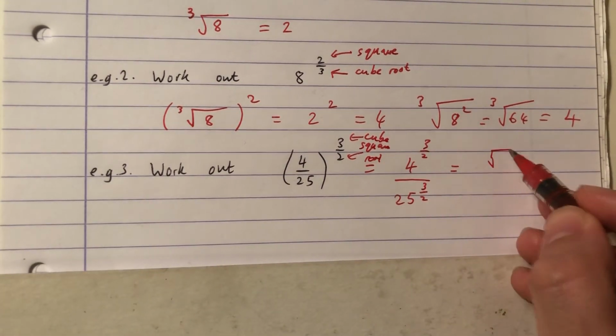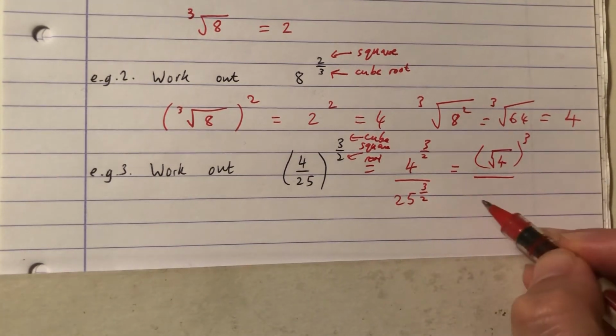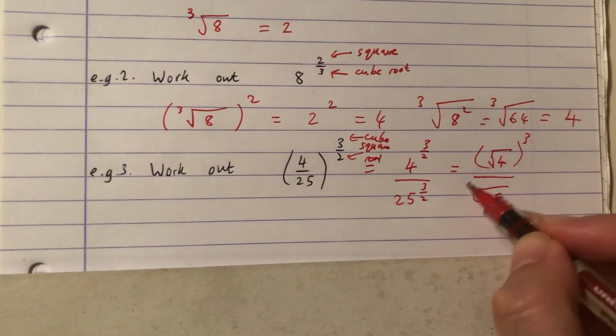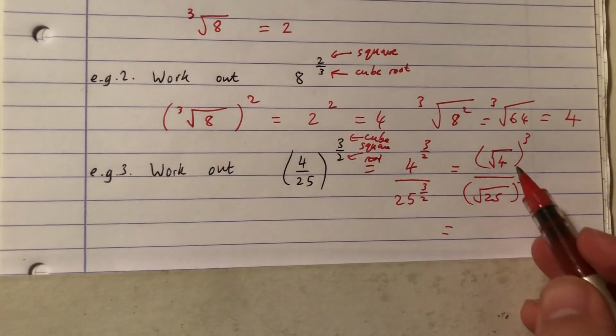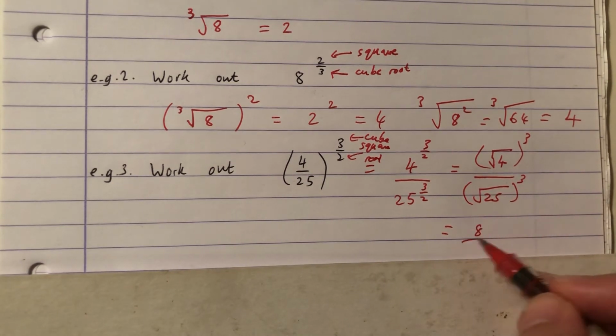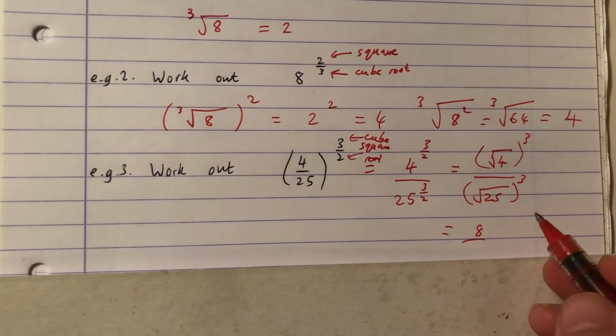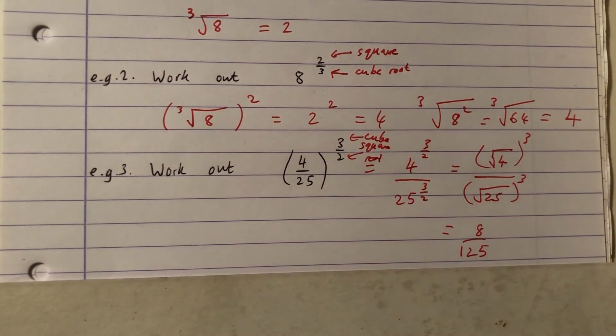So you're doing square root of 4 cubed, square root of 25 cubed, and if you simplify those, that's 2 cubed, which is 8. That's 5 cubed, which is 125. So 8 over 125 should be your final answer to that one.